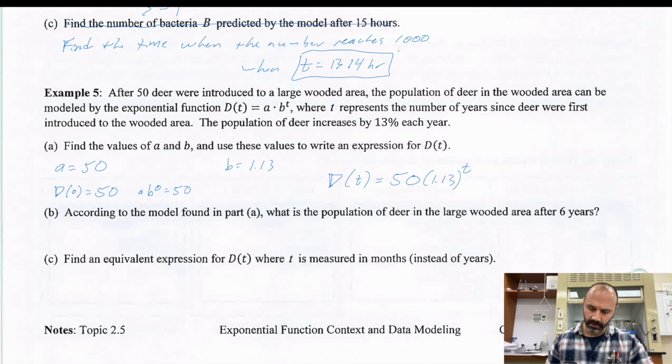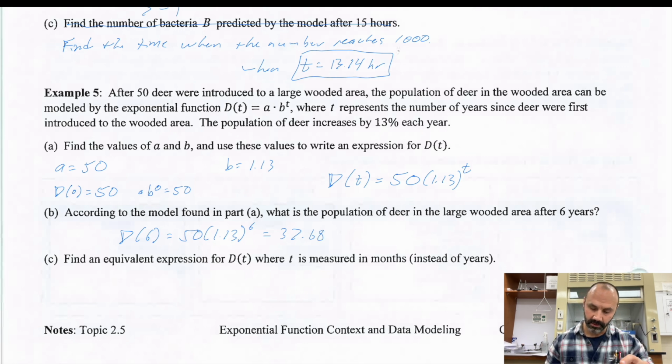According to the model, what is the population of the deer after 6 years? So you would just find d of 6 equals 50 times 1.13 to the 6th power. This is roughly 101.68 deer. So many there are.